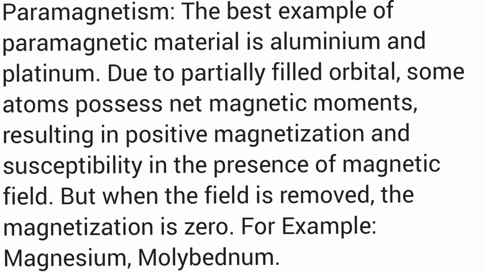Now let us come to paramagnetism. Paramagnetic materials can be magnetized positively to some extent when kept in an external magnetic field. The best examples of paramagnetic materials are aluminium and platinum, and magnesium and molybdenum. As soon as the external magnetic field is removed, the magnetization of these paramagnetic materials becomes zero.